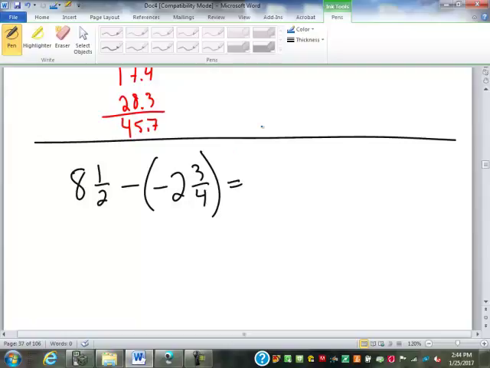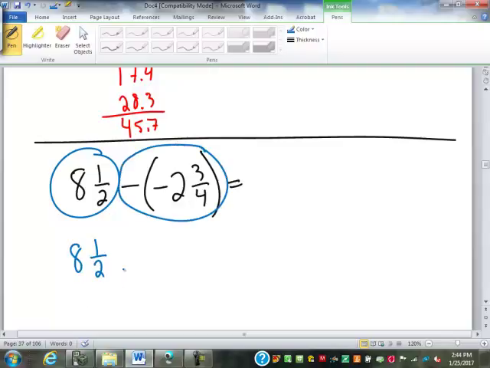So here with fractions now. 8 1/2 minus a negative 2 3/4. What happens to the 8 1/2? Say nothing again. Nothing again. There you go. How about the minus 2 3/4? Minus a negative 2 3/4, I should say. Change to positive. Perfect. There it is. Plus a positive 2 3/4.